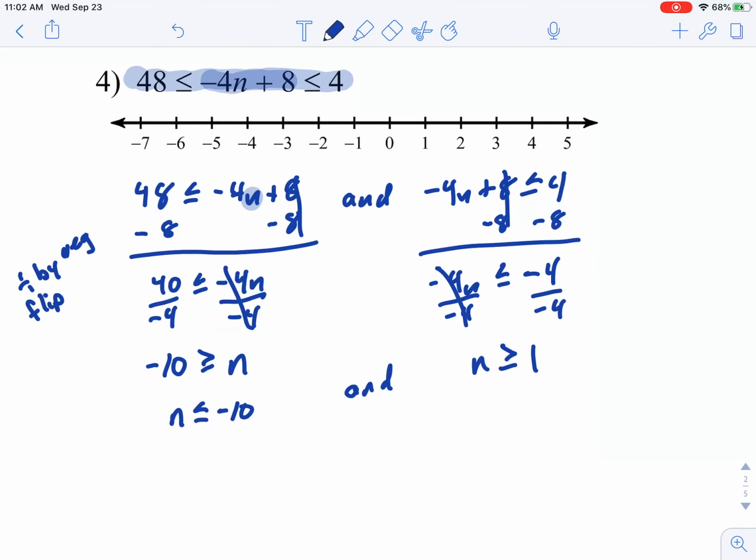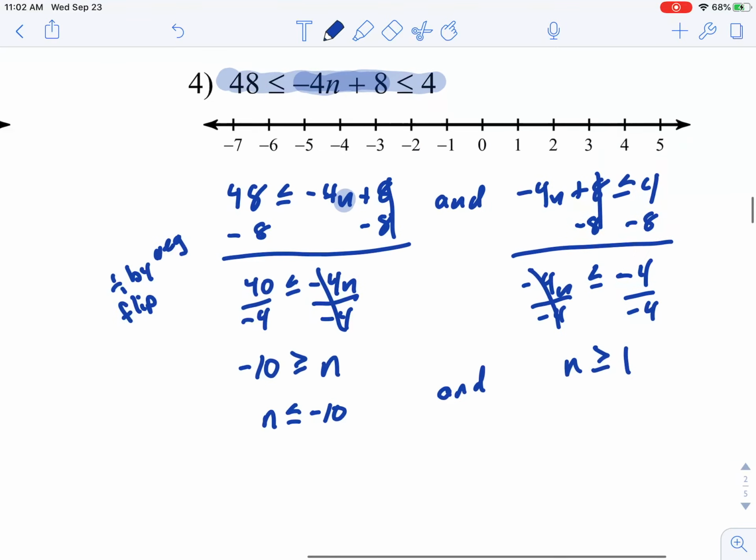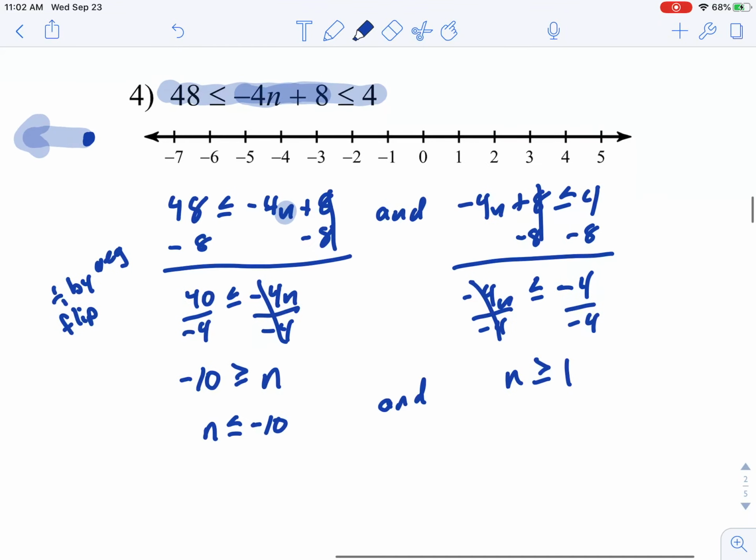Now, is this going to be overlapping arrows? Let me graph them both and see. So negative 10 is way down here. It would be a dot, and we would shade in the less than direction. N is greater than or equal to 1 is a dot right here. Greater than, we'd shade in this direction. Now remember yesterday, 2 arrows pointing away from each other? Those are always or statements, or disjunctions, not and statements.